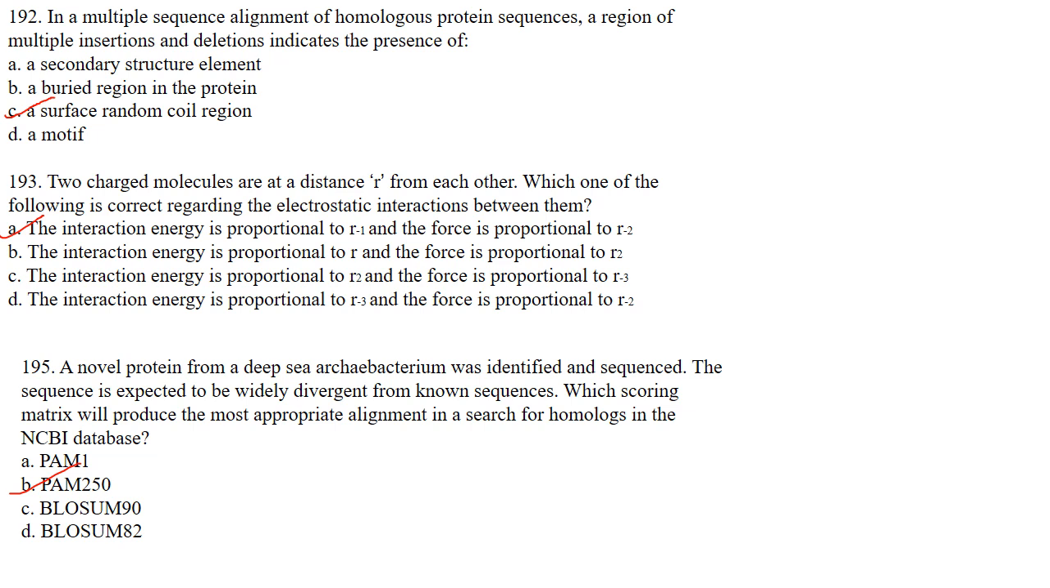A novel protein from a deep sea archaebacterium was identified and sequenced. The sequence is expected to be widely divergent from known sequences. Which scoring matrix will produce the most appropriate alignment in search for homologs in the NCBI database? The one which allows more number of substitutions. Now BLOSUM is strict for substitution and even PAM1. So PAM 250 is not so strict, so you can go for PAM 250. Answer is option D.